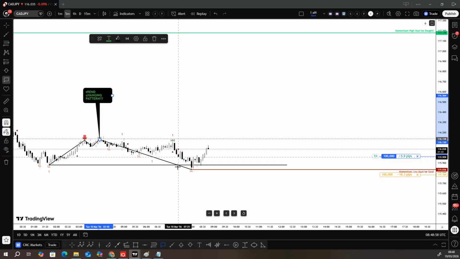So guys, I know there's a lot of information I've rushed into this lesson this morning. This is the way I trade, and this is the way of success methodology.